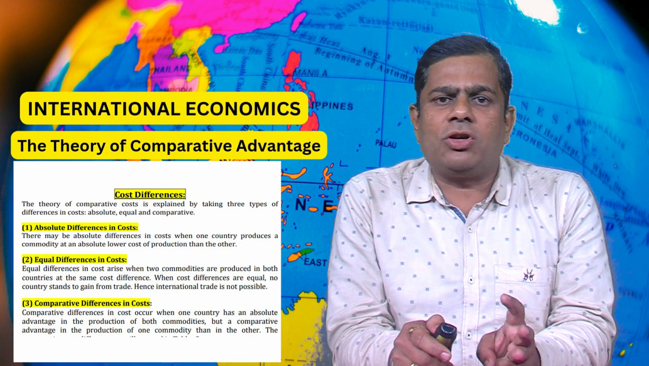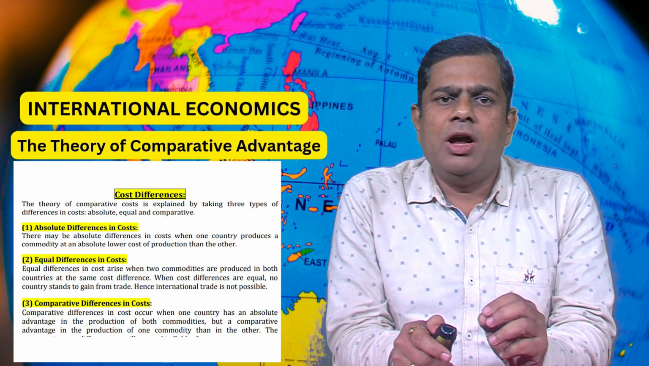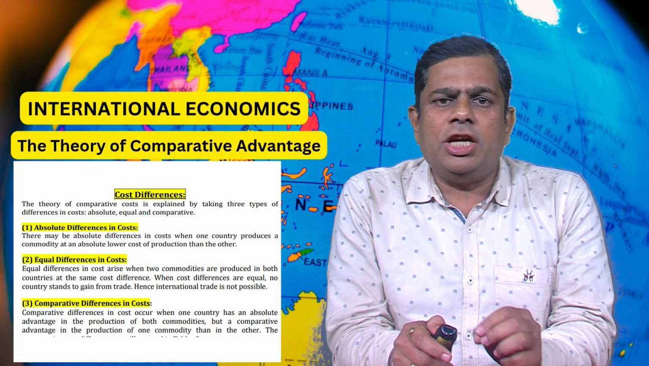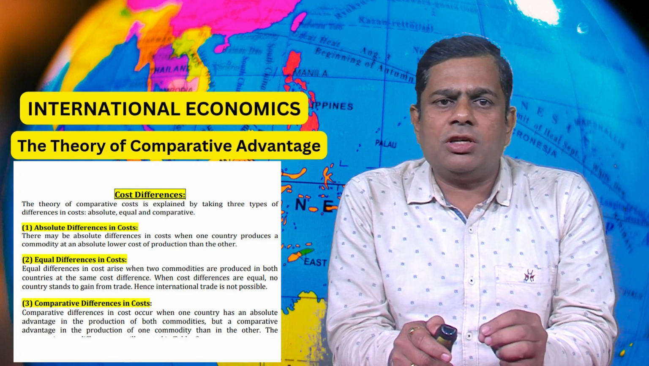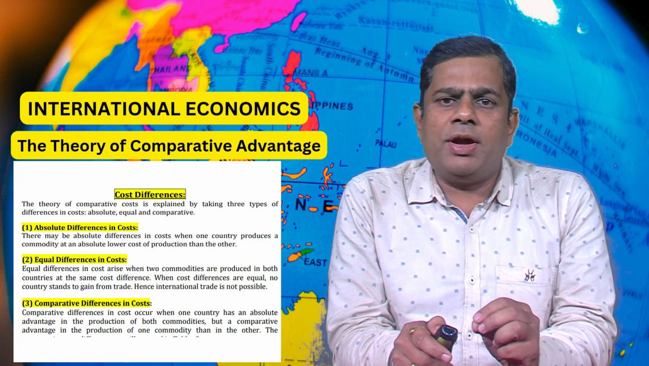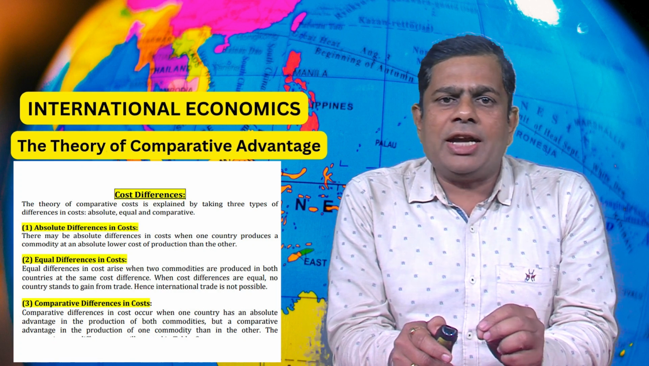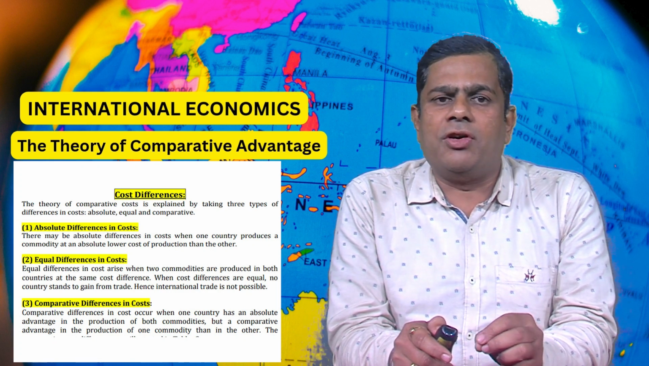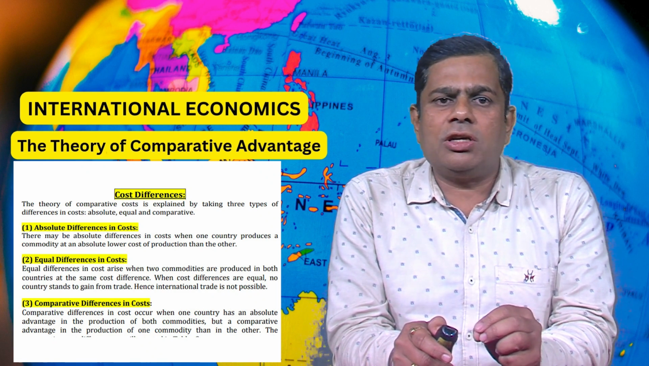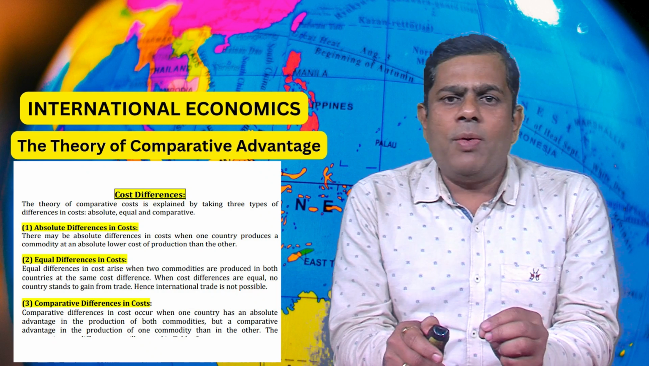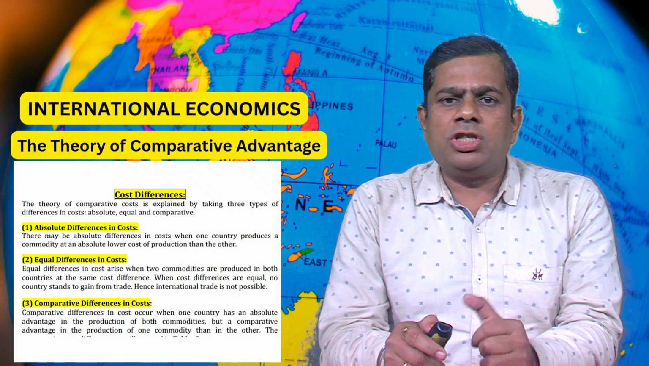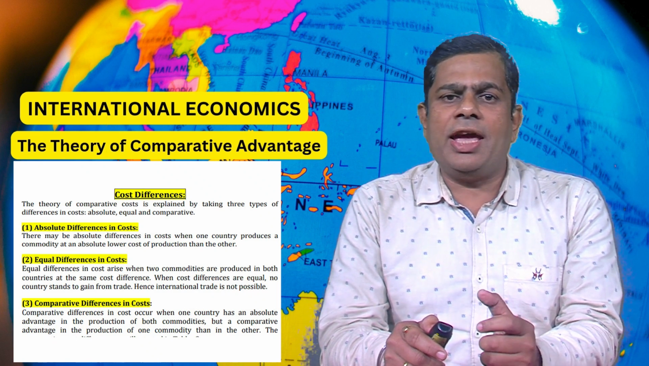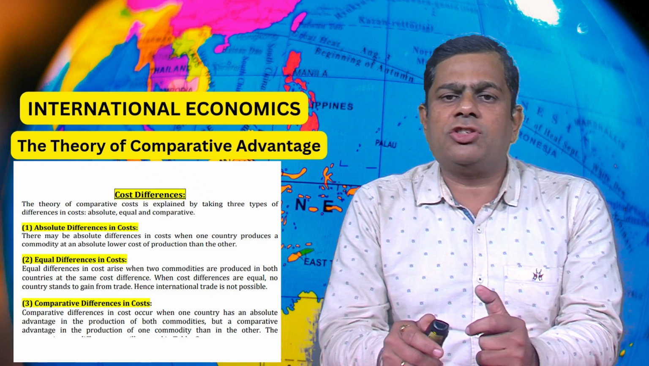So if we go further, what is cost difference? The theory of comparative cost is explained by taking three types of differences in cost: absolute, equal, and comparative. Absolute difference in cost: what is it? There may be an absolute difference in cost when one country produces a commodity at an absolutely lower cost of production than the other. What are equal differences in cost? Equal differences in cost arise when two commodities are produced in both countries at the same cost difference. When cost differences are equal, no country stands to gain from trade, hence international trade is not possible.